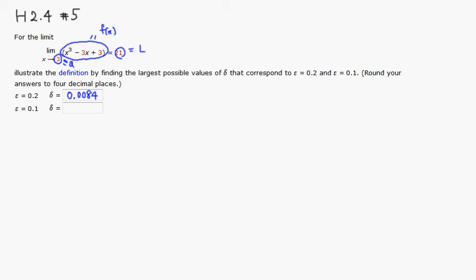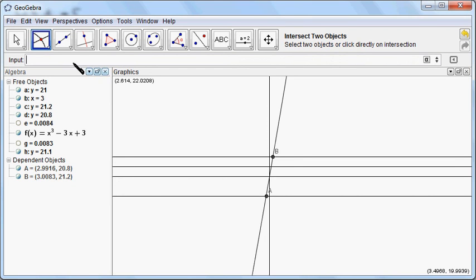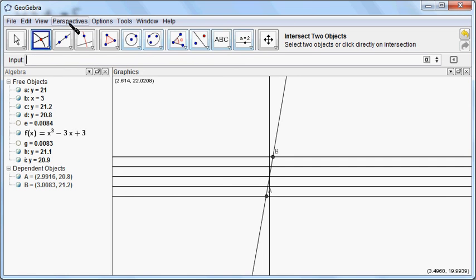Then we're going to do the same thing with 0.1. So we're going to put y equals 21.1, that's the upper one, and then we look at 20.9, that's the bottom one. So here is y. Then we have to look at the intersection. Intersection is right there, and intersection is right there.